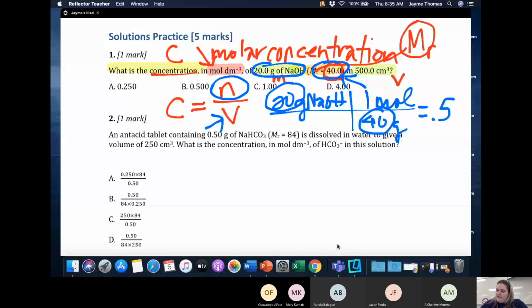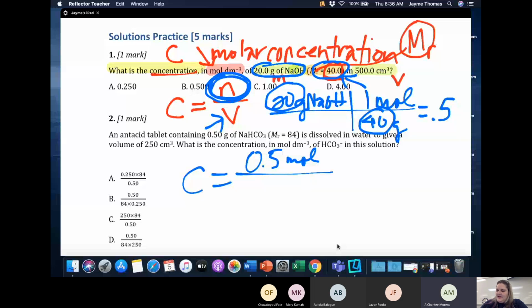Okay, so if I plug that in, concentration is going to be 0.5 moles, because that's what we just figured out the number of moles were. Now for the volume in the denominator, what number is going to go down there? 500. Okay, are we sure? Oh, wait, do you have to convert it to something?